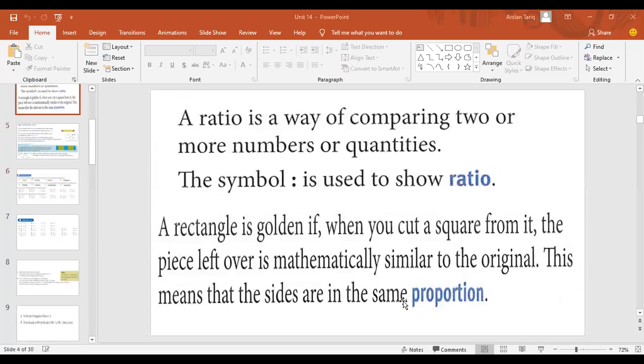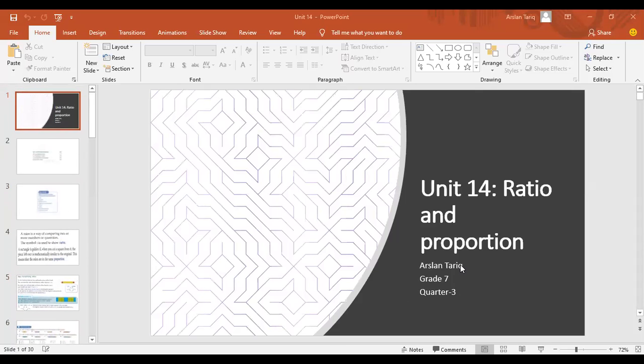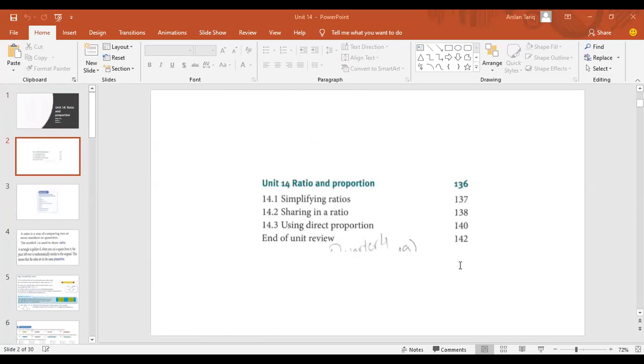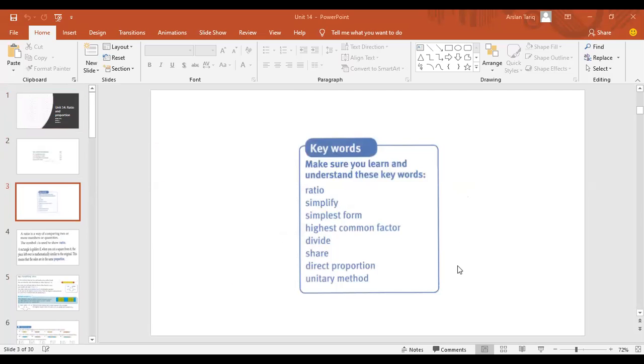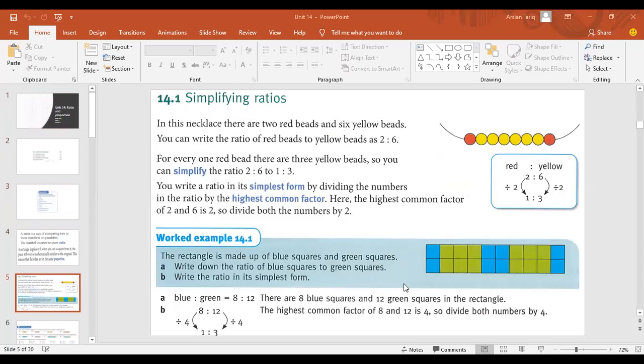So today, as you know, our topic is ratio and proportion. We already discussed all these things. Today our topic name is simplifying ratio. Here are the keywords that we will use, and these are the definitions of ratio and proportion. As we already discussed these things, let me tell you the basics.